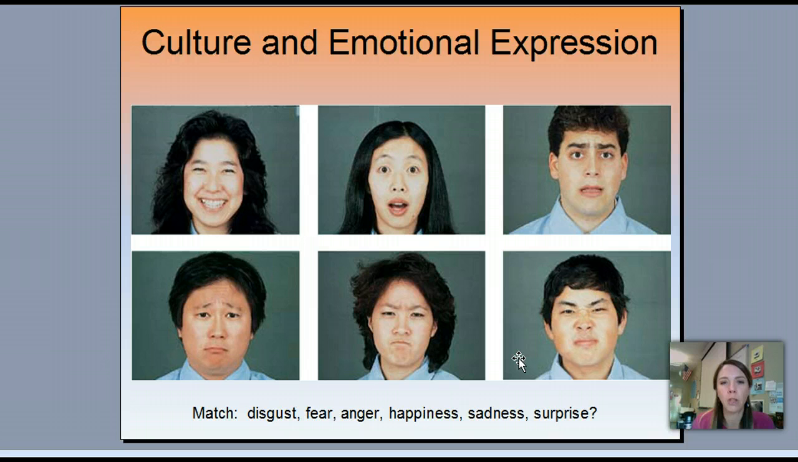Again, let's see if you can match up some culture and emotional expressions. So expressions tend to be ubiquitous, or the same among cultures. So even in different cultures, people most of the time can identify these things: disgust, fear, anger, happiness, sadness, and surprise on the faces. See if you can do that. So pause the screen and see if you can match that up.